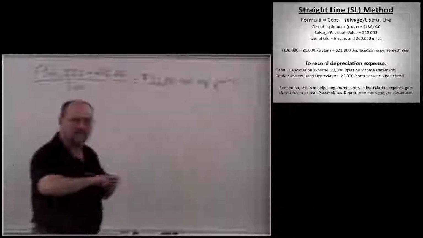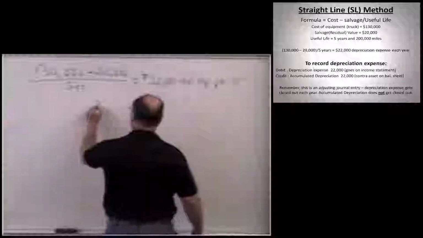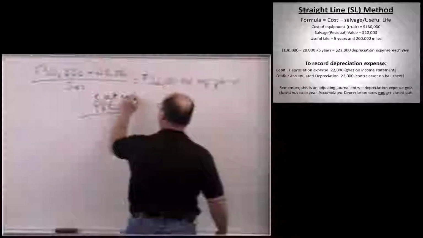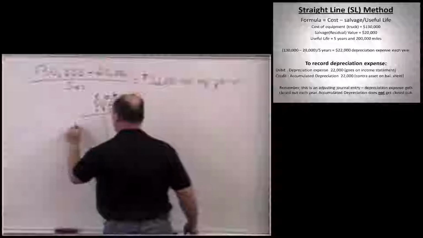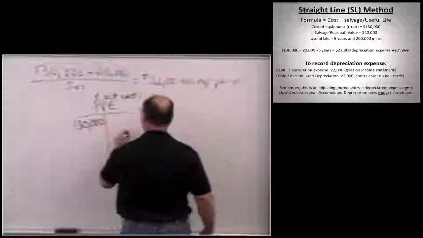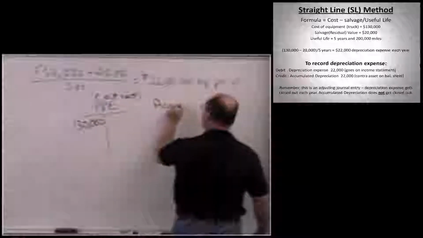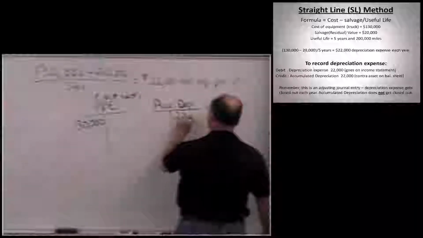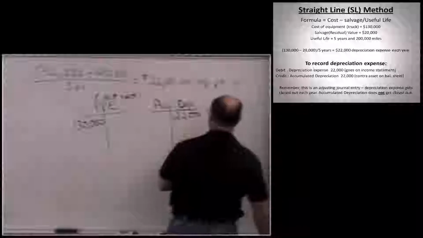Okay, now I'm going to put two T accounts on the board. Here's property, plant, and equipment. Remember, we always record at cost. All those costs we incurred, $130,000. And right next to it is my accumulated depreciation account. And here's my depreciation for year one.